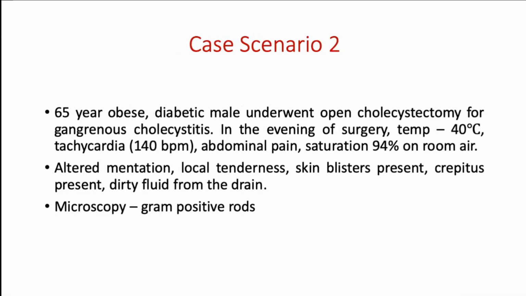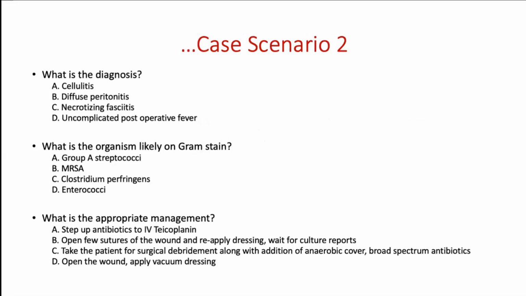So the second case is a 65-year-old obese diabetic male who underwent open cholecystectomy for gangrenous cholecystitis. In the evening of surgery, the temperature was 40 degrees Celsius. Tachycardia was there, abdominal pain was there, and the saturation was 94% on room air. Altered mental status was there. There was local tenderness, skin blisters were present, and crepitus was present. There was dirty fluid coming out of the drain, and microscopy shows gram-positive rods. So what do you think is the diagnosis in this patient?